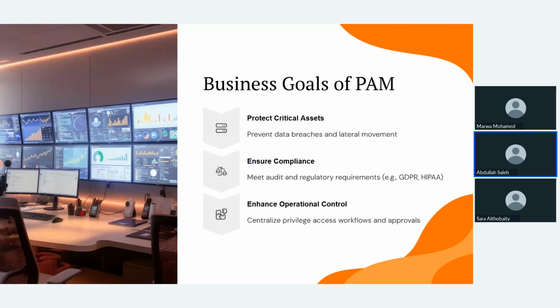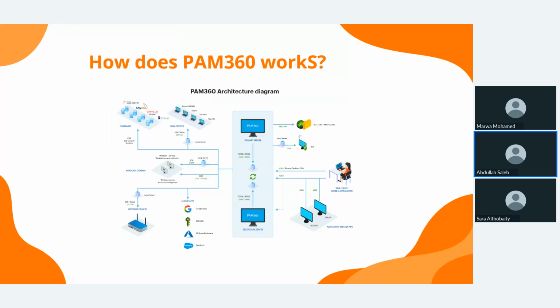The business goals of the PAM: firstly, to protect the critical assets and prevent data breaches, as well as lateral movement. No one can take access without your permission as an administrator. As well, regarding compliance, you can ensure your company is meeting its compliance requirements. The third point is enhancing operational control, so the whole privileged access of your organization can be managed and monitored using one specific solution or dashboard.